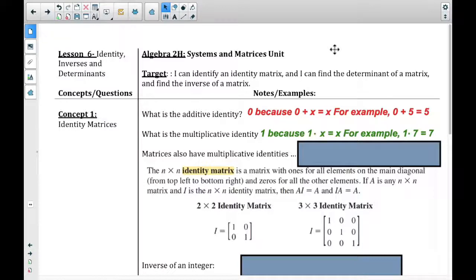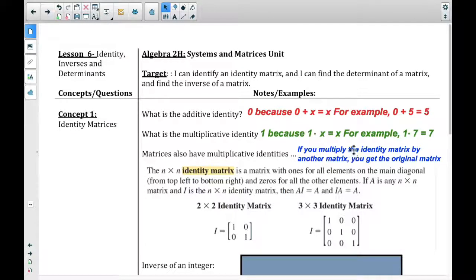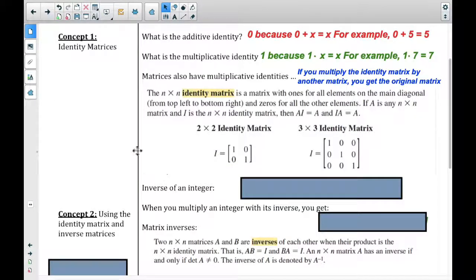Okay, well, matrices also have multiplicative identities. And the idea is if you multiply the identity matrix by another matrix, you get the original matrix. So just like with the multiplicative identity, we take that number times anything, it doesn't change the number. Same thing here, we take that matrix times any other matrix, it will not change the original matrix.